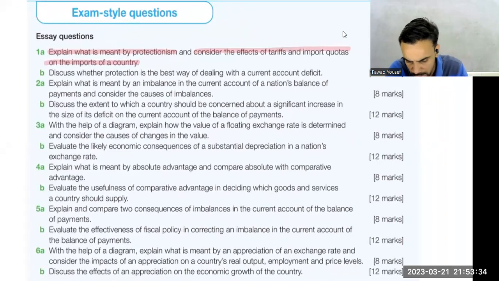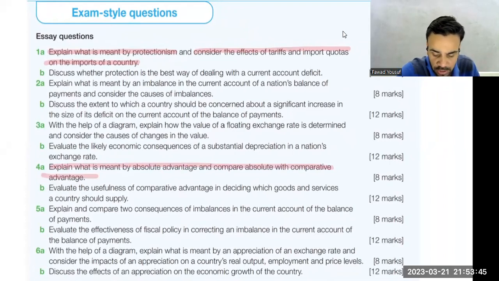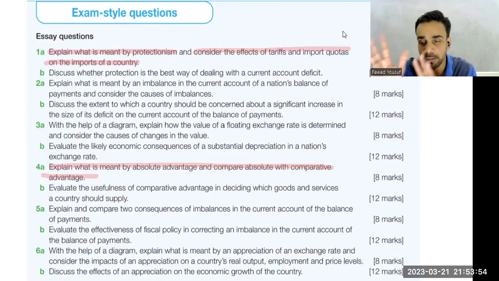Besides protectionism, I can see another question right over here. Explain what is meant by absolute and comparative advantage. Sorry, it is: explain what is meant by absolute advantage and compare absolute with comparative advantage. So I'll just tell you, absolute advantage is when one country has absolute advantage in one good and the other country has absolute advantage in the other good. So they can specialize in whatever they're good at and then do the trade. Comparative advantage is when one country has absolute advantage in both goods, is better at making both goods, and the other country has absolute advantage in nothing.